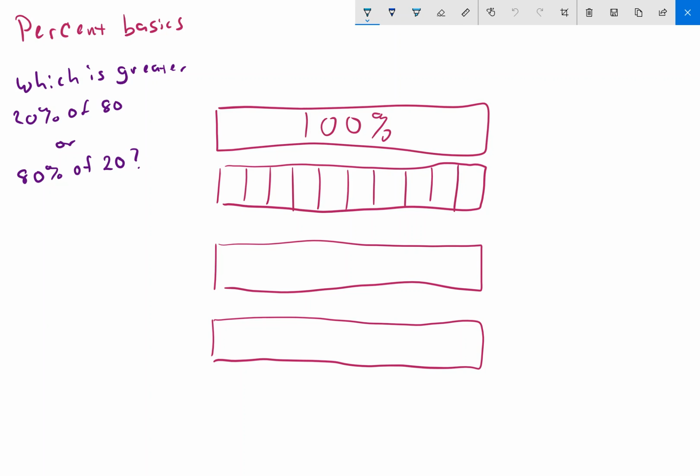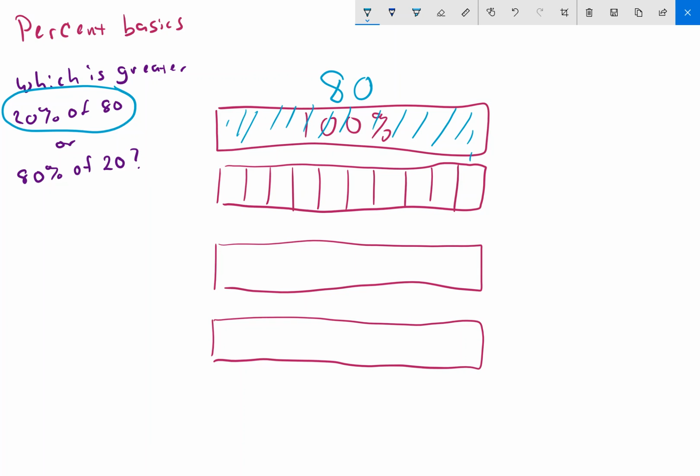So what I'm going to do is this. I'm going to take a look at 20% of 80. Now, this bar right here represents 100%. And now, in order to get an idea of what that means in context of this question, I'm going to say this bar represents the number 80. 100% of 80 is 80. Obviously, the whole thing of 80 is 80.